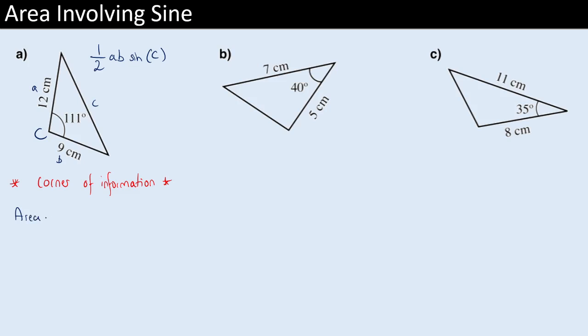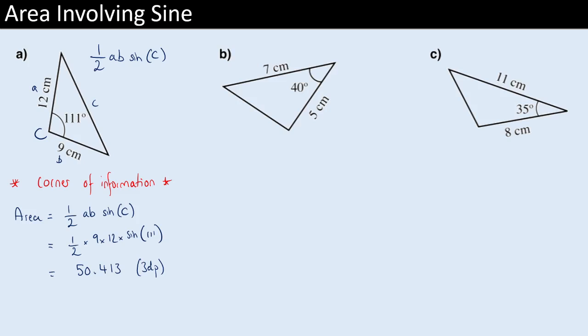So our area would be equal to 1/2 of ab sine C. Remember, if you've got things squished together like we've got here, they are timesed together. So that's going to be 1/2 of 9 times 12 times sine 111. Calculator job. So 1/2 times 9 times 12 times sine 111 is 50.413 to 3 decimal places. Boom. Done.